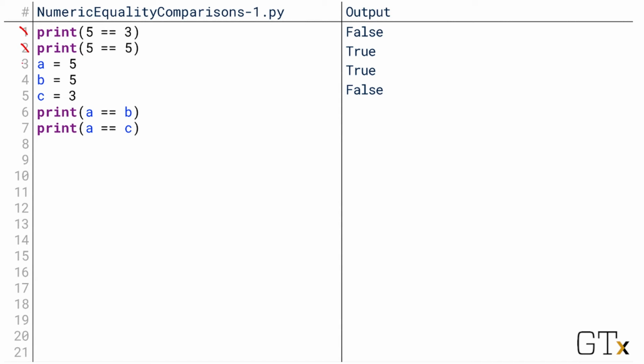The same thing works for variables. On lines 3, 4, and 5, we create three variables, a, b, and c, and give them the values 5, 5, and 3. So we can see that a and b are the same, but c is different from a or b.